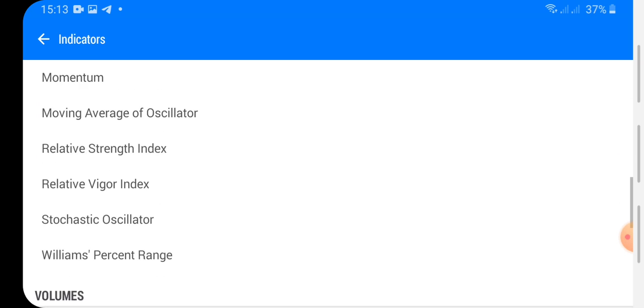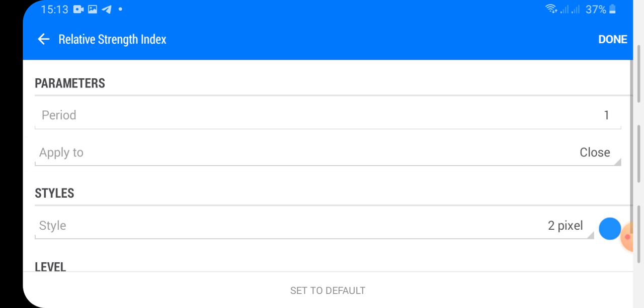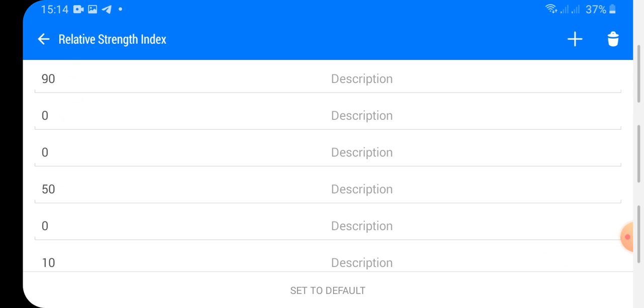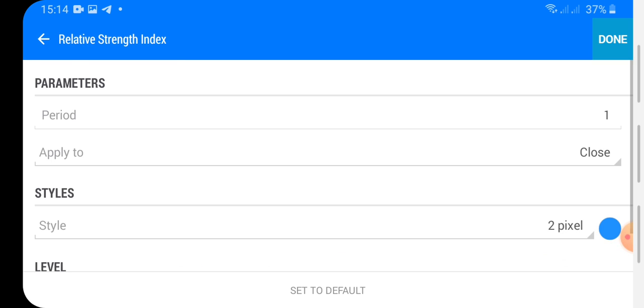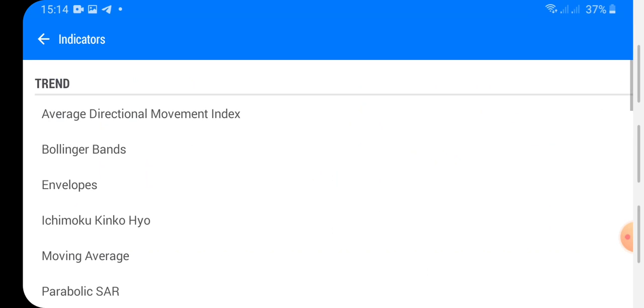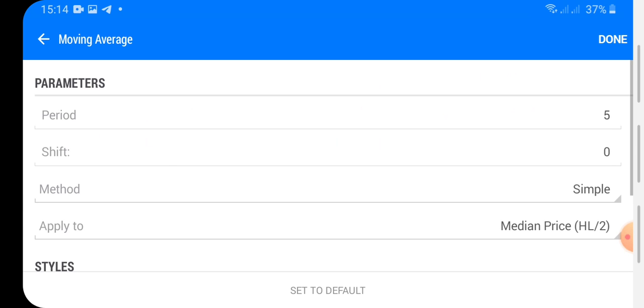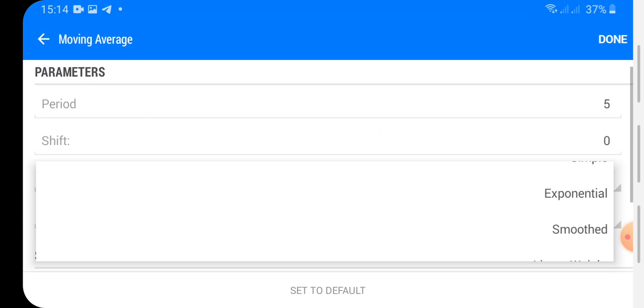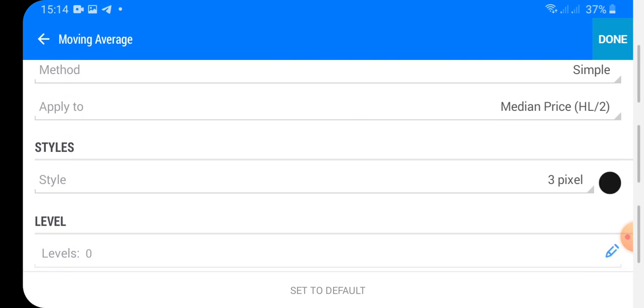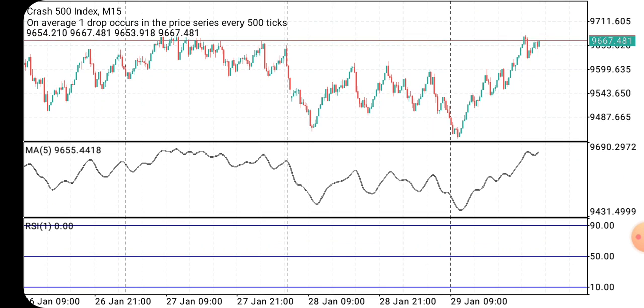So I'm going to be explaining to you mainly the boom and crash strategy, the one that we use, right? So we go to relative strength index, we apply a period of one, the levels we apply 90, 50, and 10. Done. We have it like that. Then we go to indicator window one, we choose a moving average, simple, 5 level. Then we choose whatever color you want, then you click done.